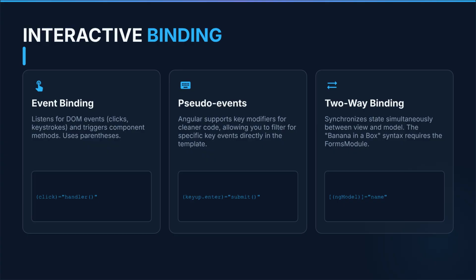We also cover interactive binding mechanisms, such as event binding using parentheses to listen for DOM events, and pseudo events with key modifiers for cleaner event filtering. Finally, two-way binding synchronizes state between the view and the model using the "banana-in-a-box" syntax.